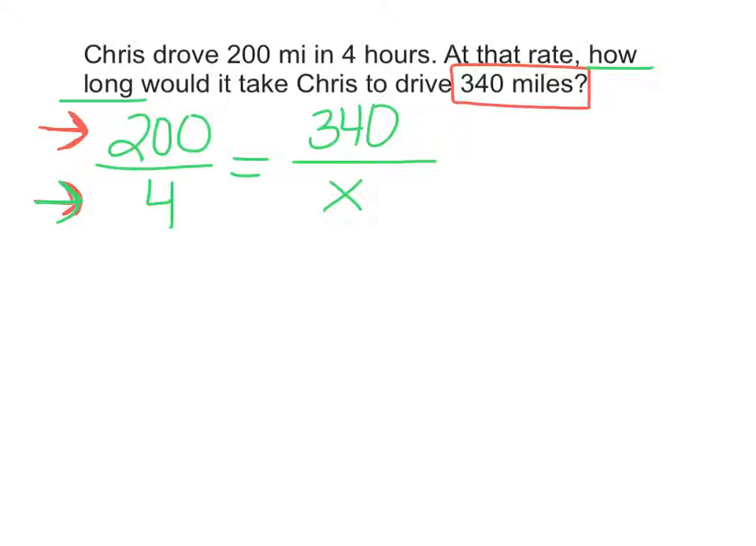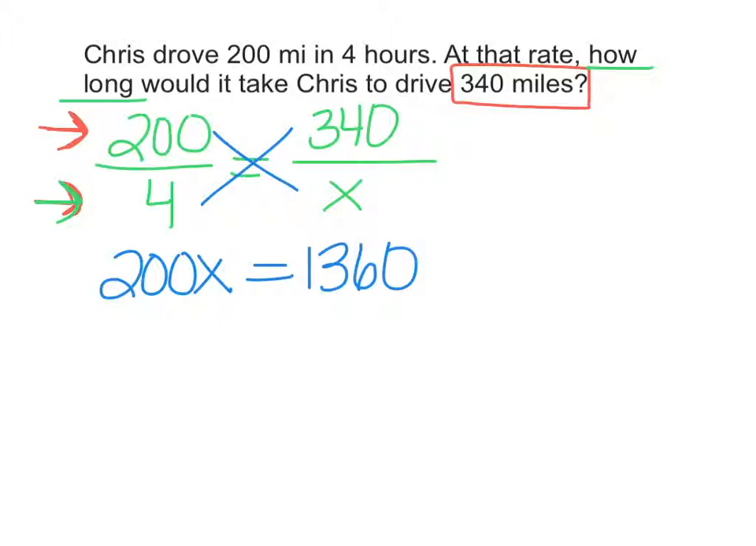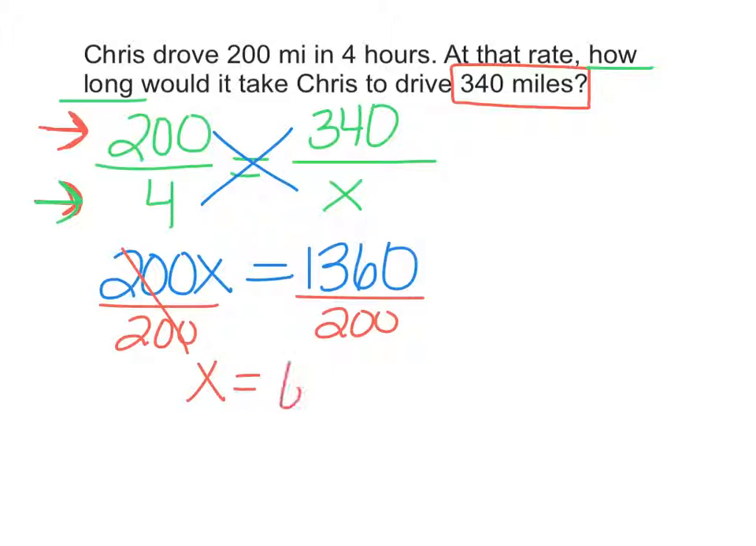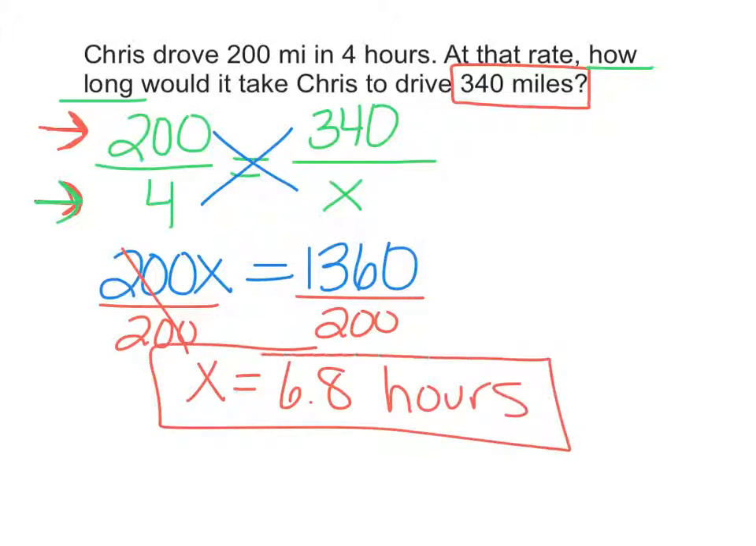So now that I have my proportion set up, I'm going to do the cross products. So 200 times x equals 340 times 4, which is 1,360. And then I'm going to solve for x by dividing by 200. So x equals 6.8. So the answer is it would take 6.8 hours to drive 340 miles. So those are some examples of how to solve proportions and how to write proportions given a situation.